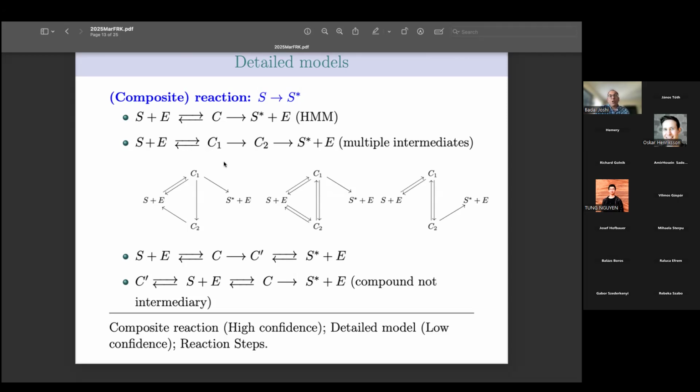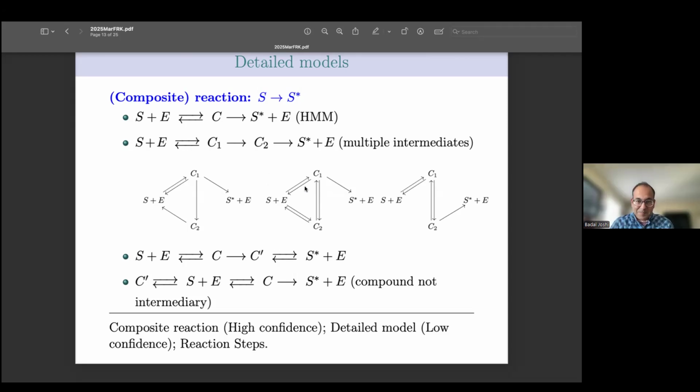But to know what the detailed model is, I need to look carefully at the product formation curve. I need to do careful measurements and modeling. So the detailed model is always going to be low confidence. And the detailed model is made up of a number of what are called reaction steps, right? So these are individual steps in a detailed model. These are reaction steps instead of a reaction. Okay.